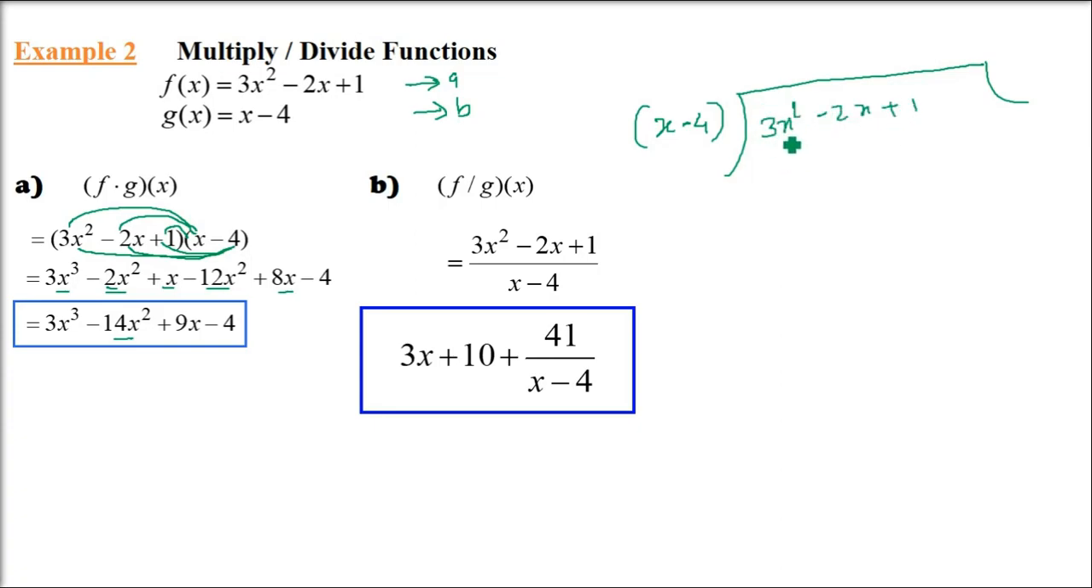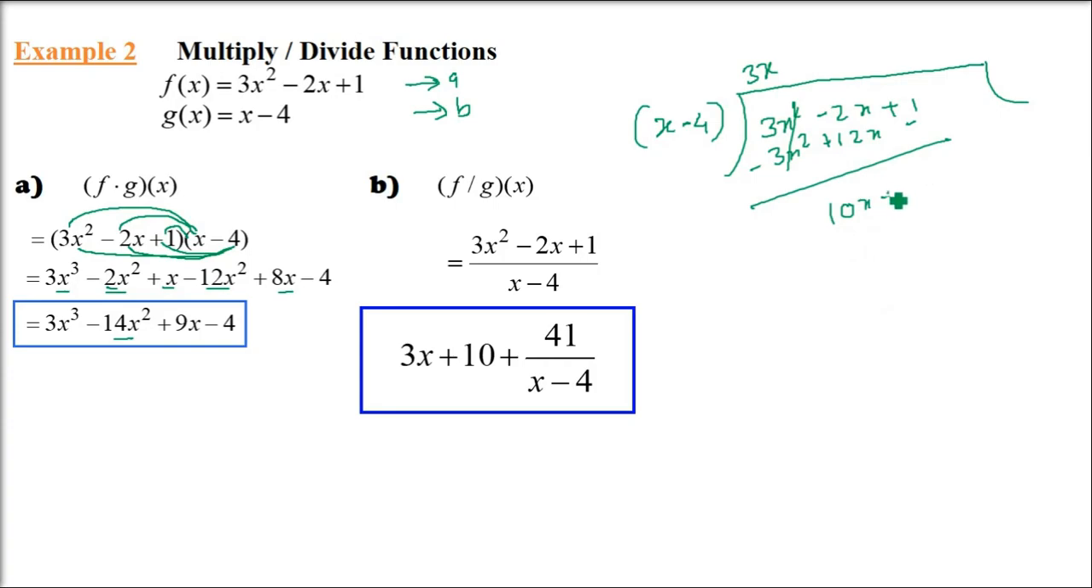So we have x minus 4 here, 3x² minus 2x plus 1. For that, 3x², we need 3x here. So 3x into x is 3x². Negative 4 into 3x is minus 12x. Change the sign, that is, you are subtracting them. And this gets cancelled. This is 12 minus 2, that is 10x, and plus 1 remains the same.